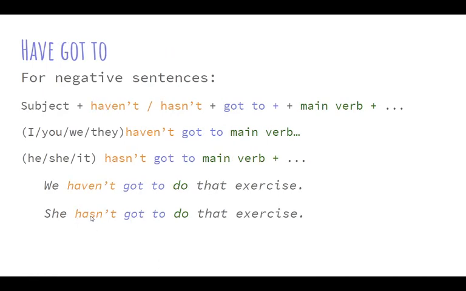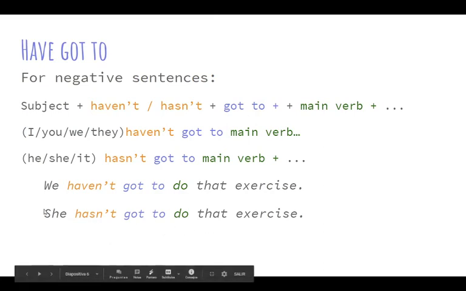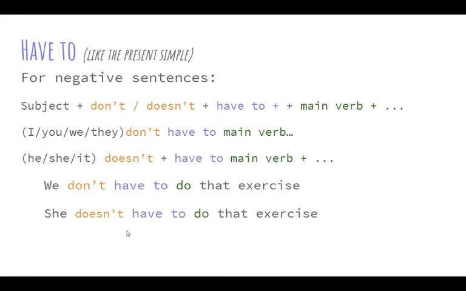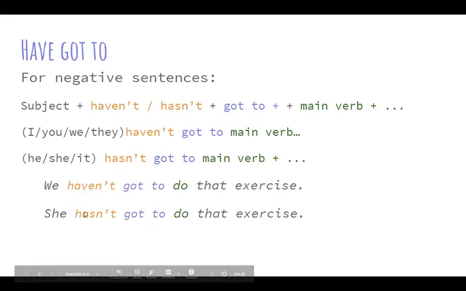With have got to, we use the specific expression have got to, that is similar to the present perfect, okay? So I haven't got and hasn't, okay? We haven't got to do that exercise, or she hasn't got to do that exercise. And in this case, the has is the modal verb, is taking the s. In here, no s. In here, the has takes the s, okay?